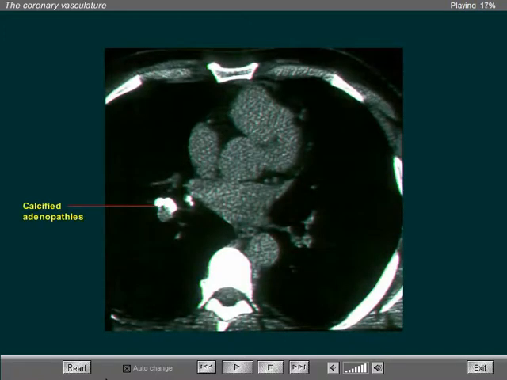Occasionally, adenopathies calcify, as noted here, in the vicinity of the right hilus. They may be confused with calcium within the arteries.